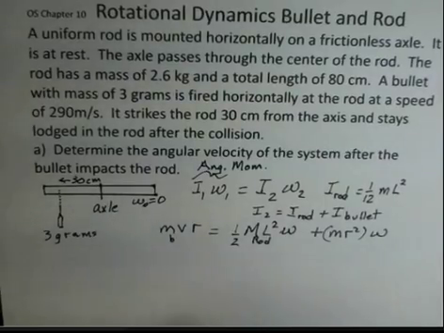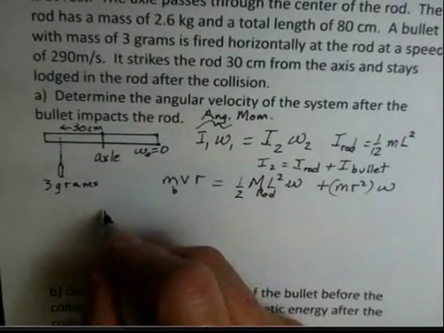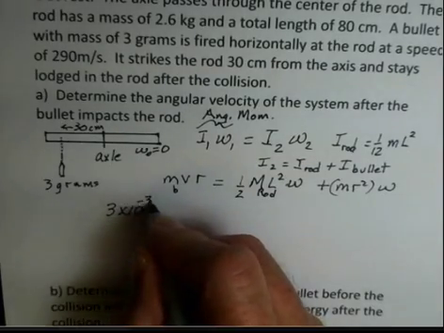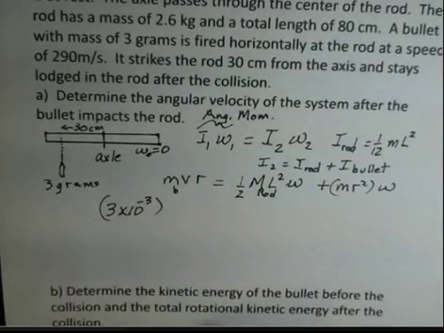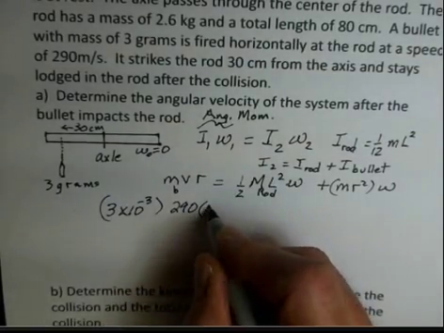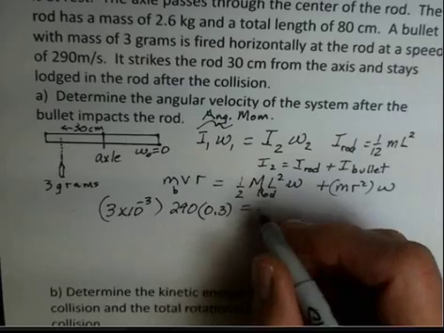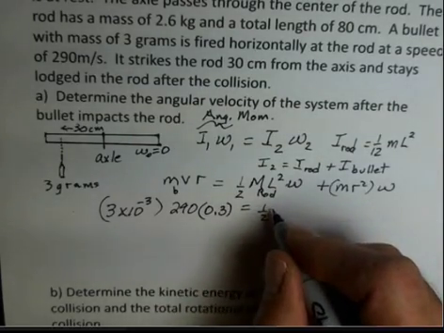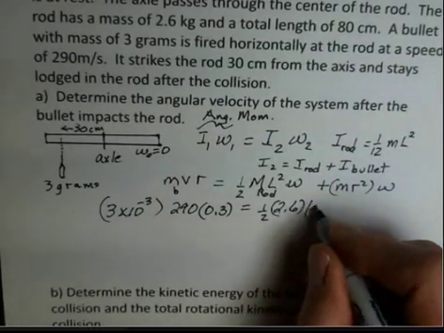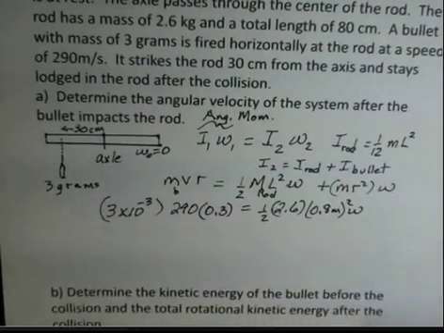So let's go ahead and put some numbers in here. The mass of the bullet is 3 grams. We need to use kilograms. We need to use standard metric units. So 3 times 10 to the minus 3 kilograms, 290 for our speed in meters per second, and 0.3 is how far out from the axle we impact the rod. And then 1/12, the mass of the rod is 2.6 kilograms. And the length of the rod is 80 centimeters. Again, need to use standard metric units, 0.8 meters, and we'll square that. And omega is what we're trying to find.